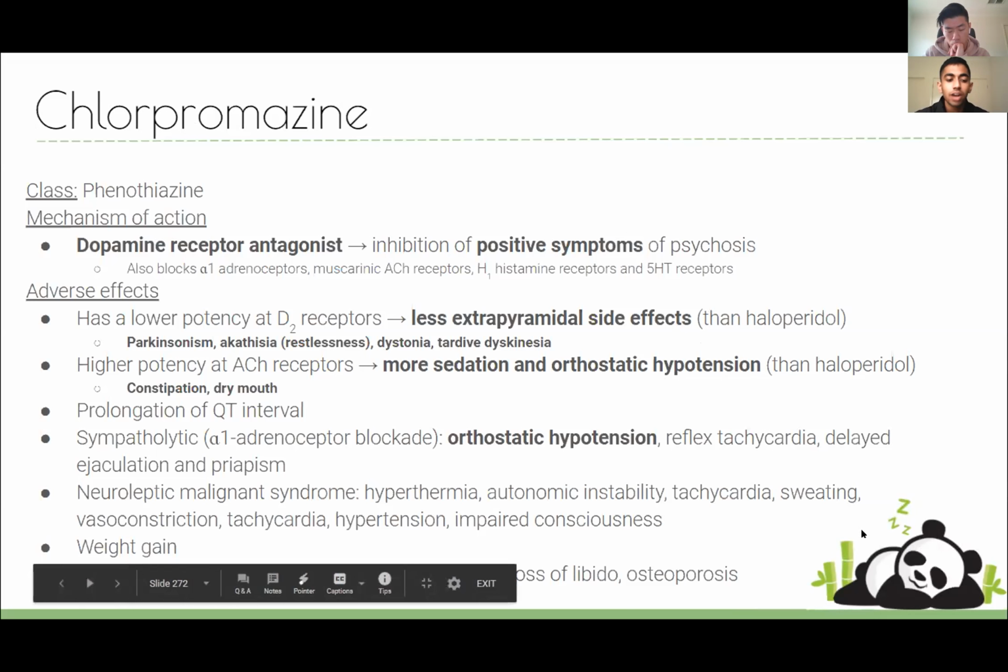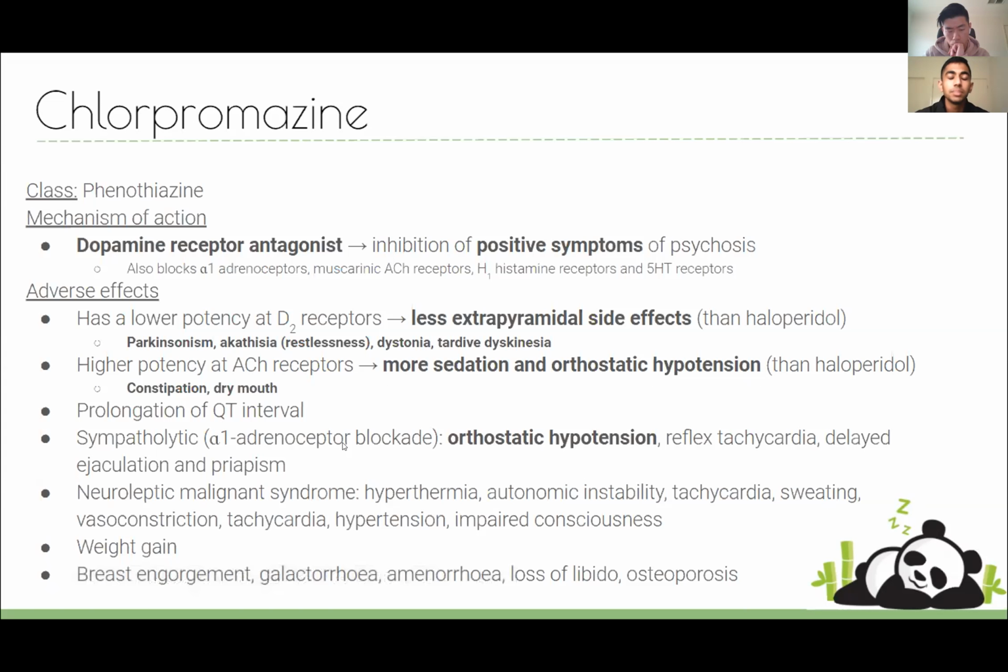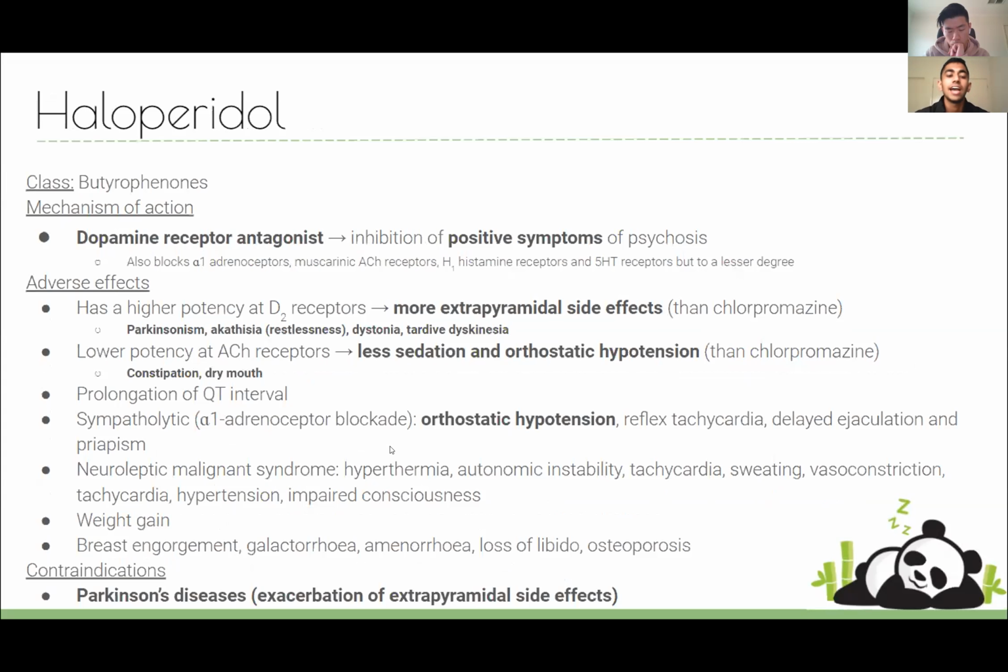We've got some other side effects. So we've got our tuberohypophyseal side effects at the bottom, those metabolic ones, and neuroleptic malignant syndrome, which happens with any of these drugs. And we've got our sympatholytic effects, so things to do with that alpha-1 adrenal receptor blockade. So this is all in comparison to haloperidol, which is going to have kind of the opposite.